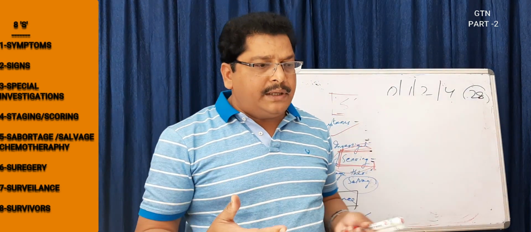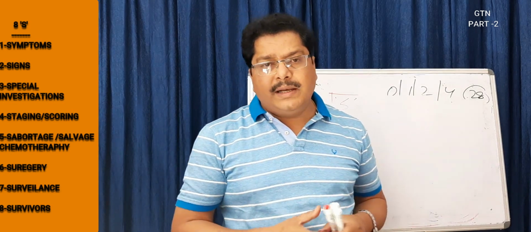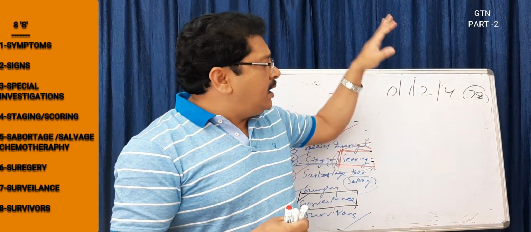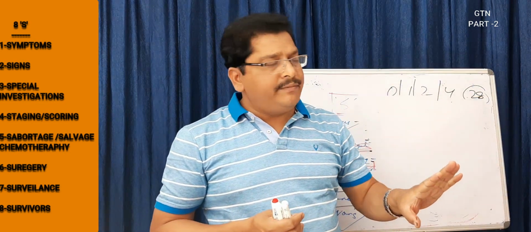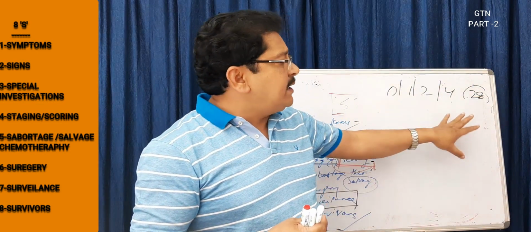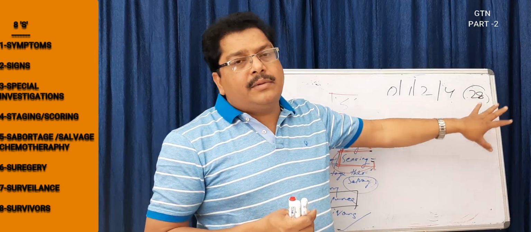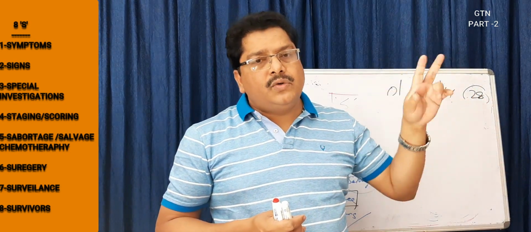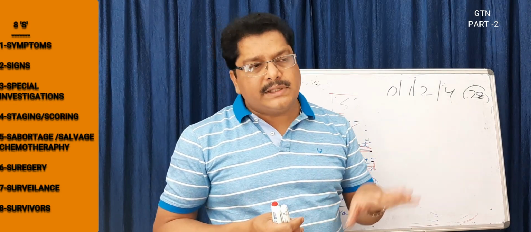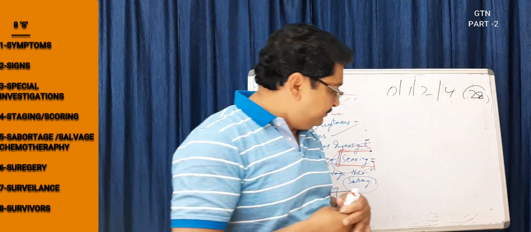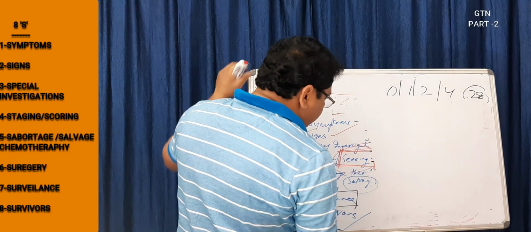And after the beta HCG is getting normal, as I have told, in the non-metastatic variety, a single course of chemotherapy is given extra. In the metastatic variety, that is choriocarcinoma, in the low risk, 2 cycles, in the high risk, 3 cycles of additional chemotherapy is given after the normal HCG level.